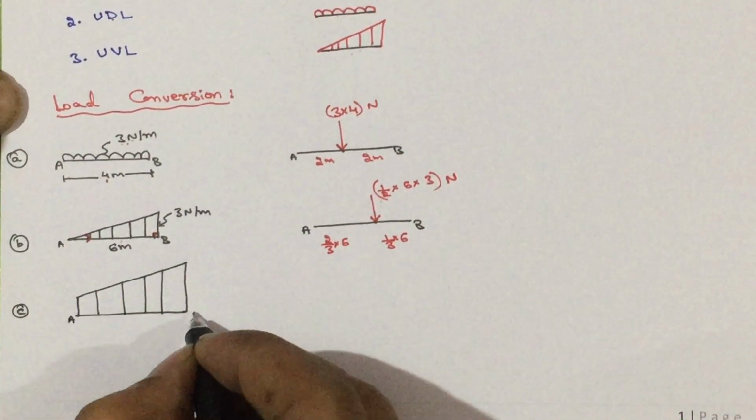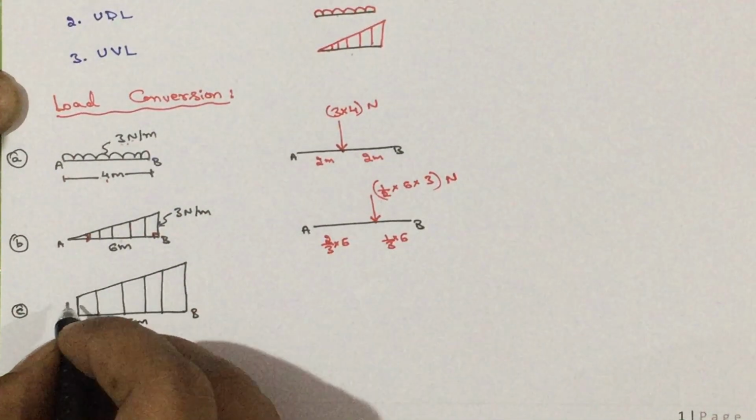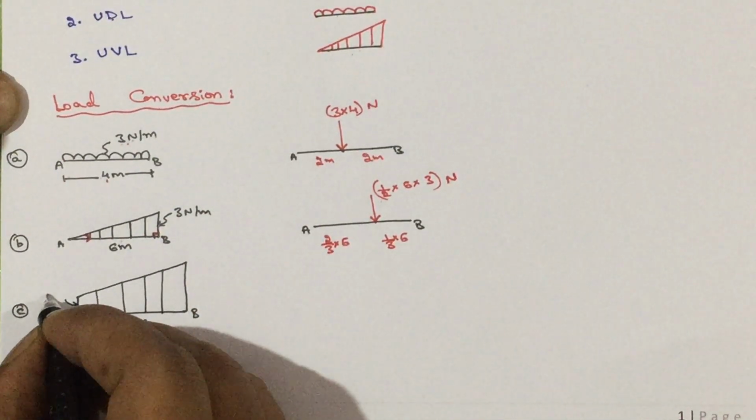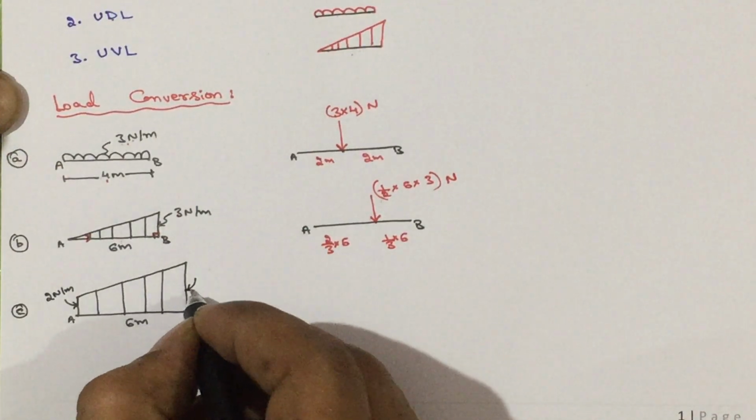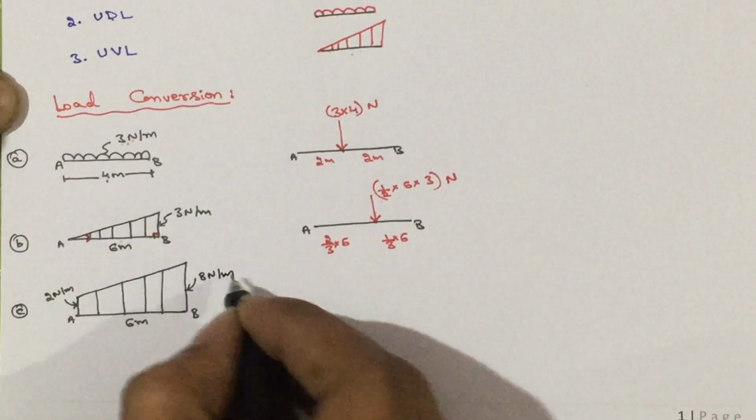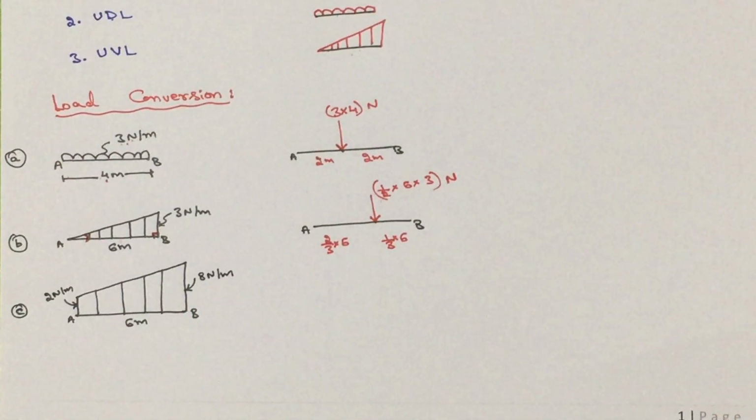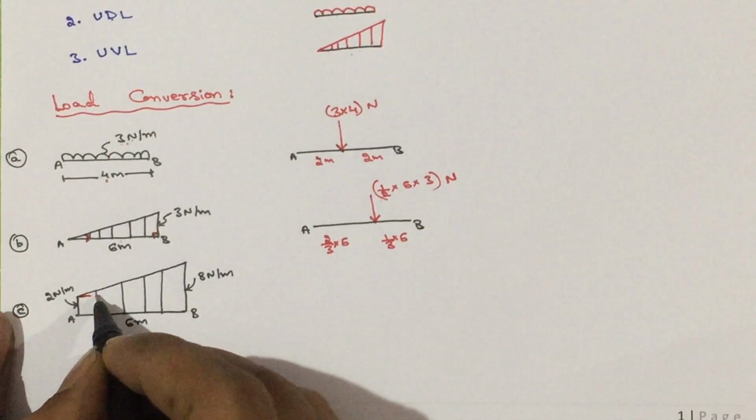Okay, this is A point, B point, let the distance be 6 meter only, and here the intensity is some 2 Newton per meter. Here the total intensity is some 8 Newton per meter. Then how to convert this one? So, we are going to draw a line here. We are going to assume a line.